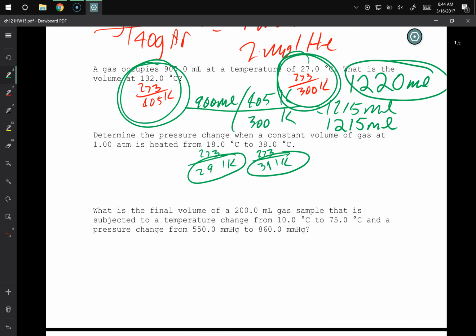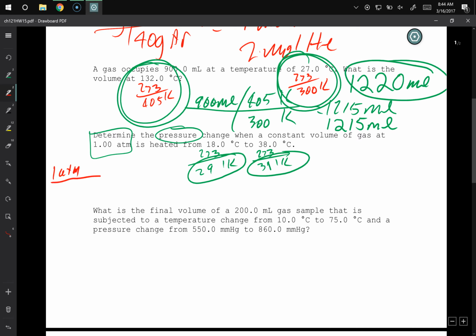And what I'm wondering is what the new pressure is going to be, and I start off with 1 ATM. So I need a pressure, so this has got to be ATM out here, and I've got Kelvin and Kelvin, and the temp went up. So what would happen to the pressure of the container if the temp went up to this gas? The pressure would go up.